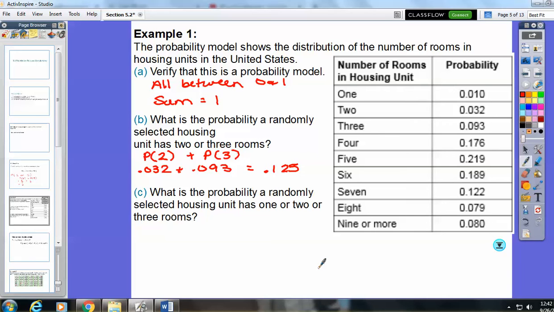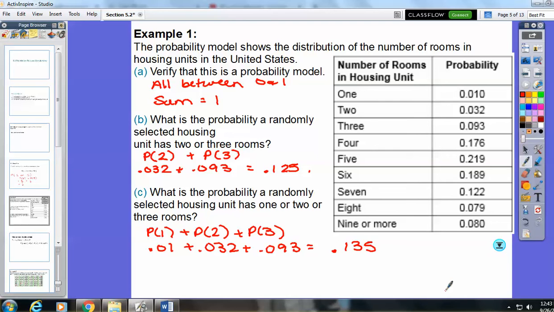Part C, what is the probability a randomly selected housing unit has 1 or 2 or 3 rooms? What would you do? Just add them all. So you could add them all individually. You could use the answer that we got on the previous one as well. And we get 0.135.